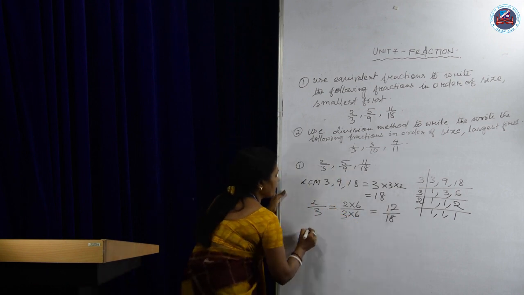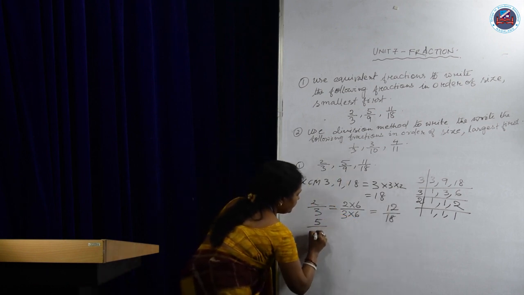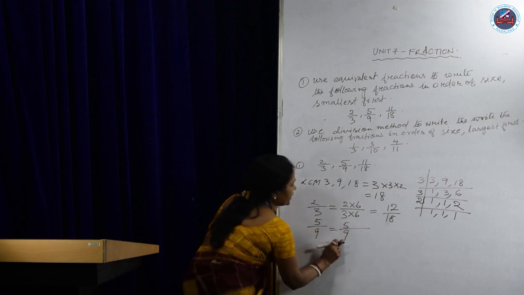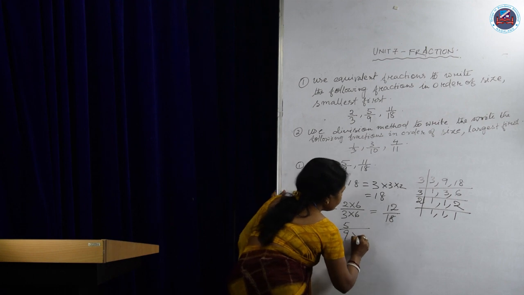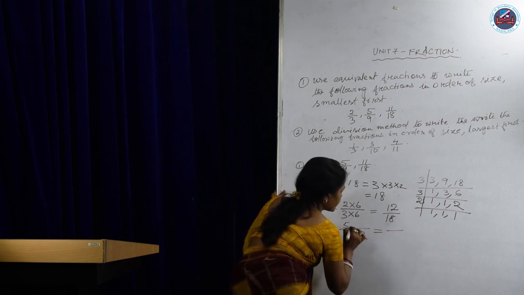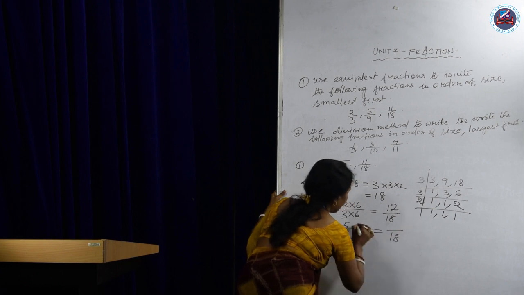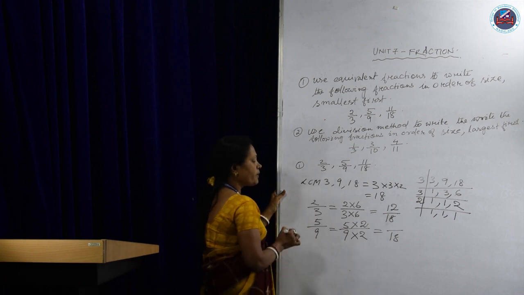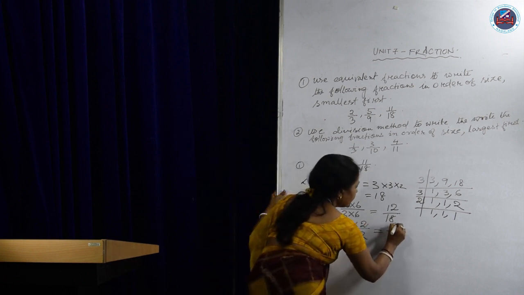The next fraction is 5 by 9. Again you need to convert the denominator 9 into 18. To convert 9 into 18, we need to multiply 9 by 2 because 9 2s are 18. And you have to multiply the numerator also by 2 because that is the method. So 5 2s are 10.